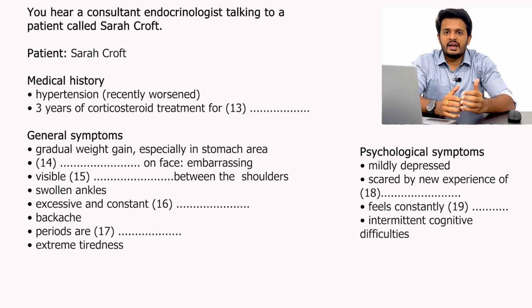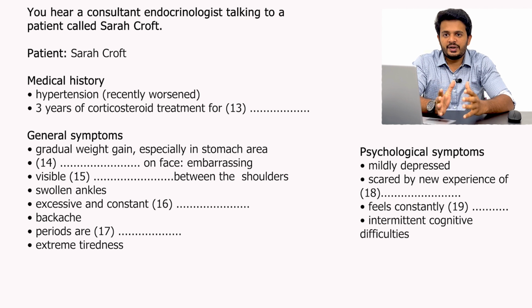Okay, now let's start reading the question paper. Firstly, you can see the patient's name is mentioned, which is Sarah Croft. Then the medical history of the patient is given. Firstly, you can see that the patient has hypertension which has recently worsened. That is pretty clear. Moving on to the next bullet point, 3 years of corticosteroid treatment for dash.